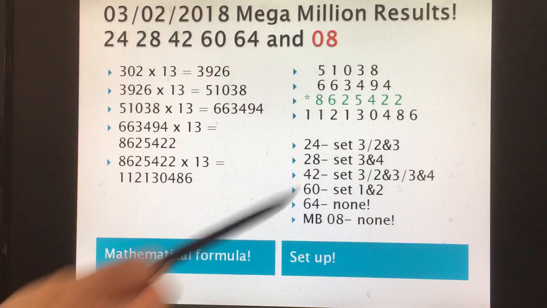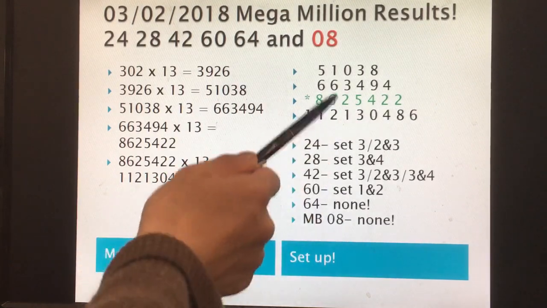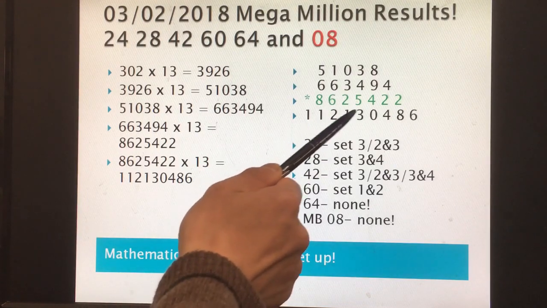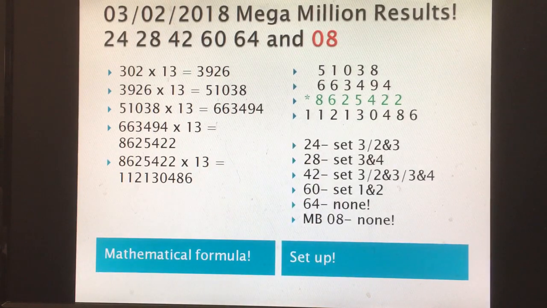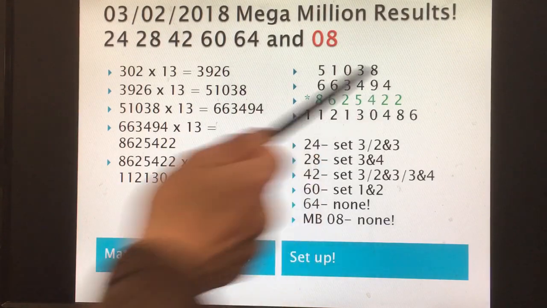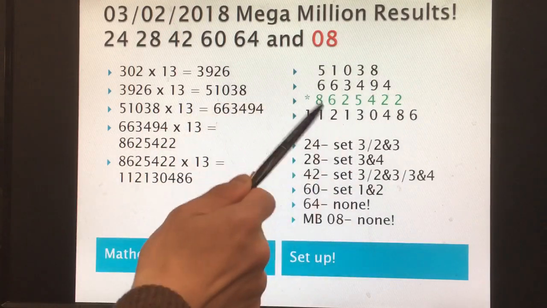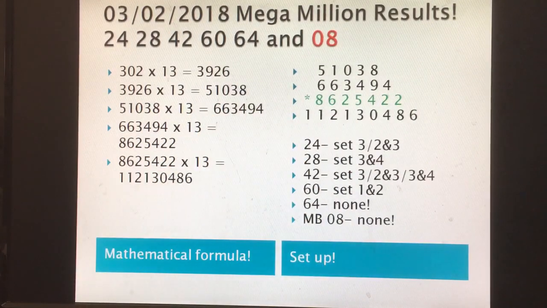And 28 would be 28 and 28 from set 3 and 4. And your 42 is on set 3, 42 and set 2 and 3, 42 and set 3 and 4, 42. So 42 is almost everywhere. And your 60 would be in set 1 and 2, 60. And 64 is nowhere near. It'll be 63, then 64. So that's a close one.